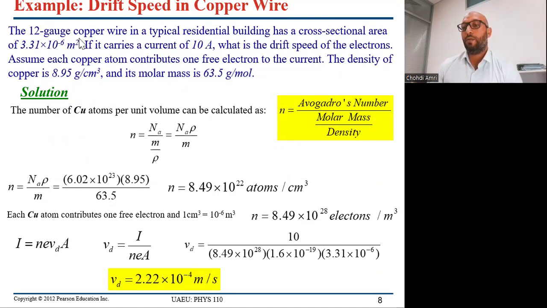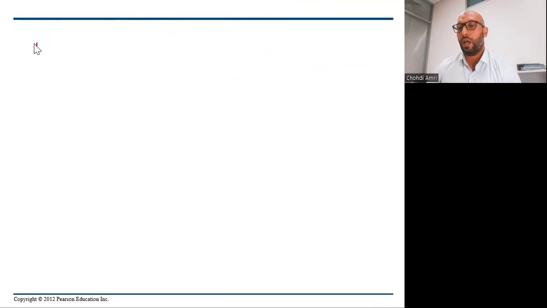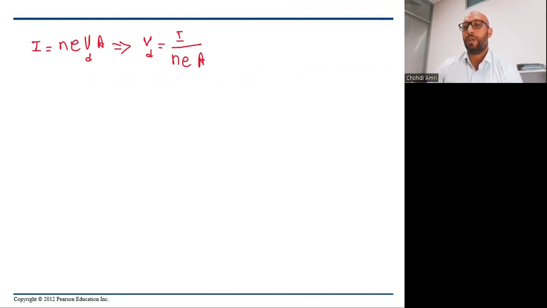You see here that we have information about the area. We have information about the current. But it's asking about the drift speed. What will be the drift speed? As we know from the previous example, I equals n e vd multiplied by the area. That means vd equals I divided by n e multiplied by the surface area. We have information about I, we're already given 10. We have information about the area. We know the e, but we don't know the n.